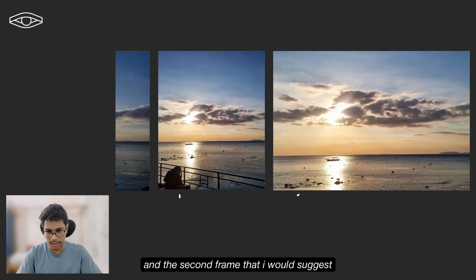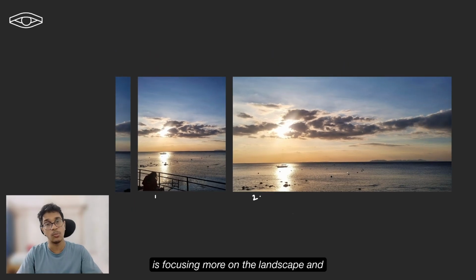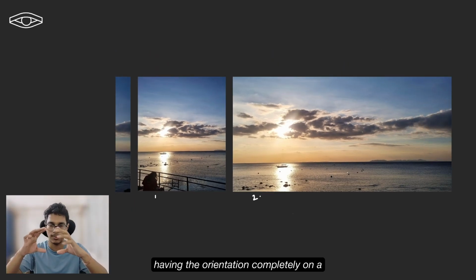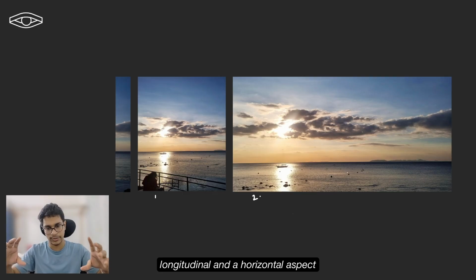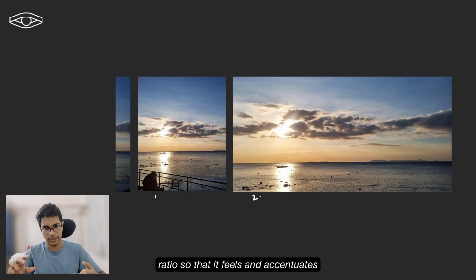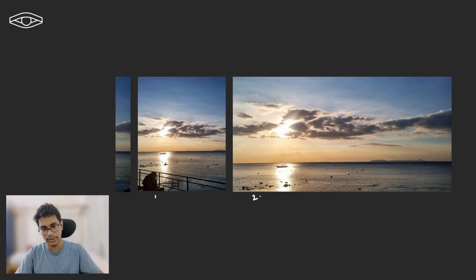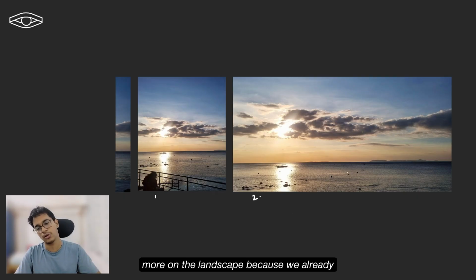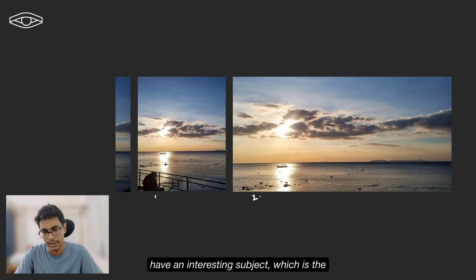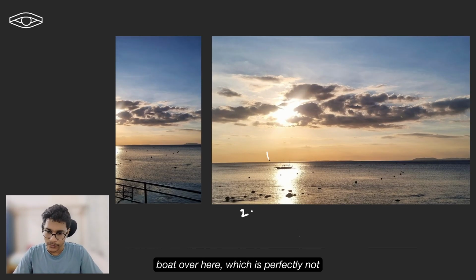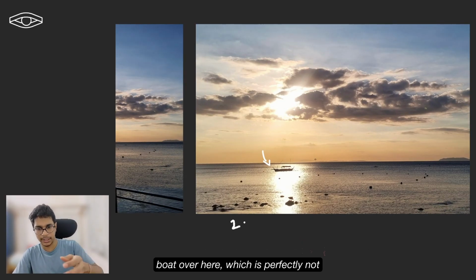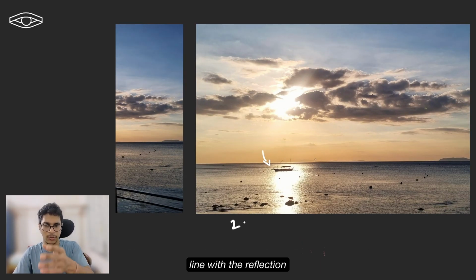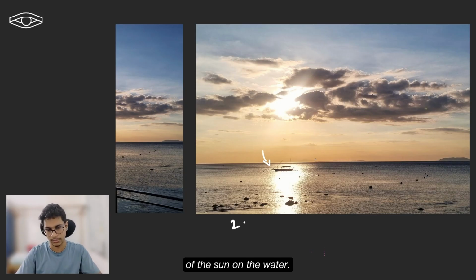And the second frame that I would suggest is focusing more on the landscape and having the orientation completely in a horizontal aspect ratio, so that it accentuates the overall landscape further. We get rid of the railing and the person altogether and focus more on the landscape, because we already have an interesting subject, which is the boat over here, which is, not perfectly, I would say, but kind of in line with the reflection of the sun on the water.